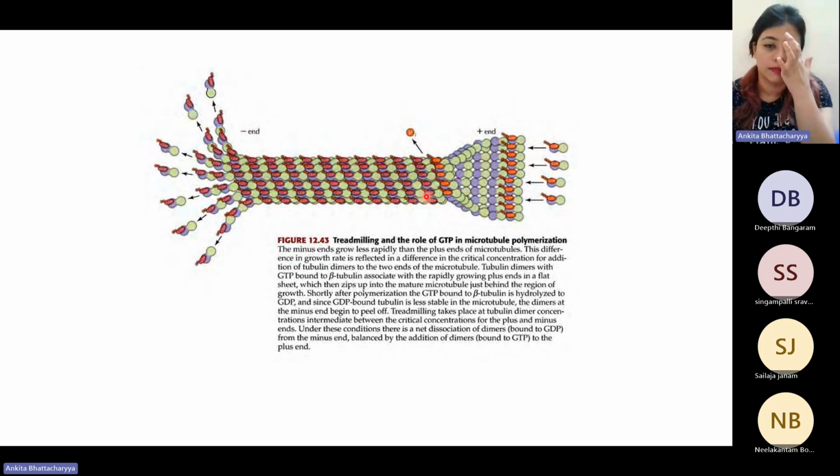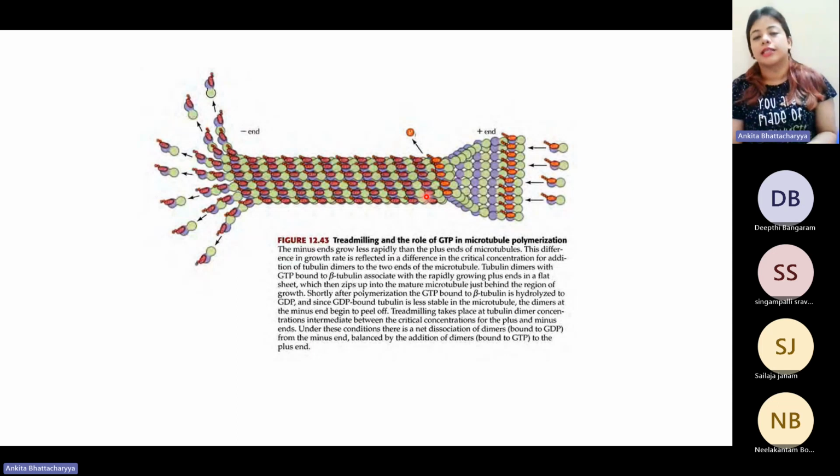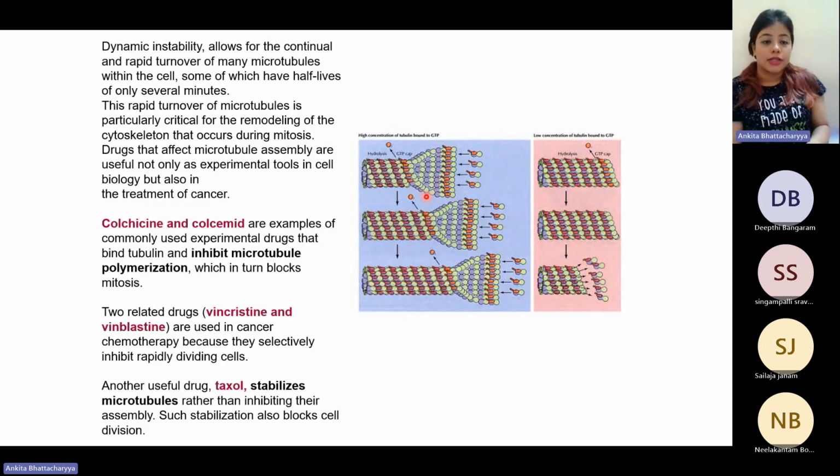So this is how the growth, or you can think of it as the addition and subtraction of tubulin dimers to the existing cytoskeletal microtubule units, can shorten or lengthen one particular region inside the cell. So this is how that process occurs.